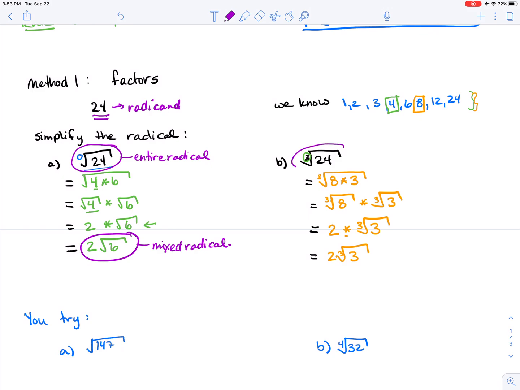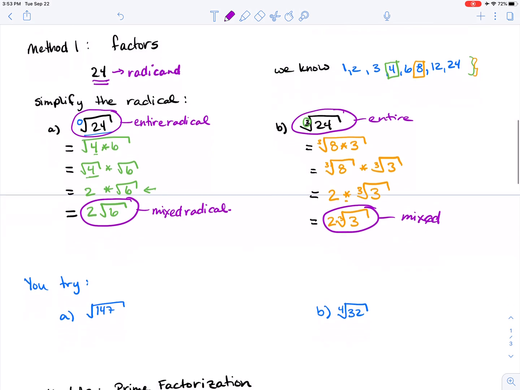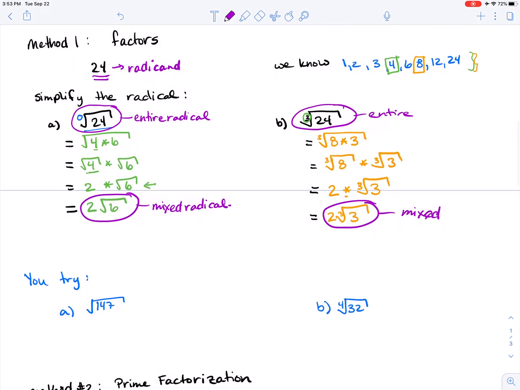So again, same thing, entire radical to mixed. Using the factors method, go ahead and try A and B, the square root of 147 and the fourth root of 32. Pause the video and come back for the answer.